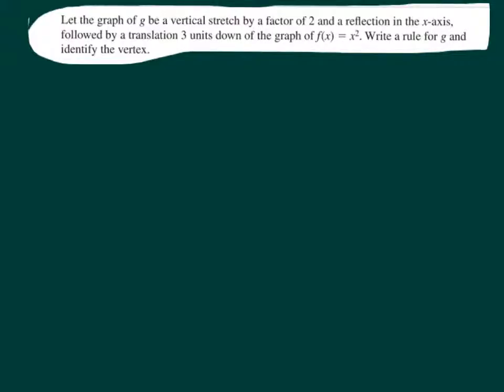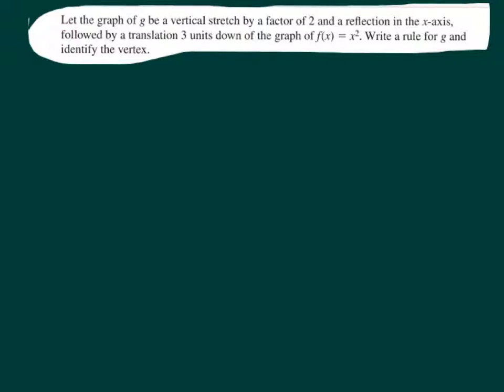Okay, so now we have another type of example that you'll see, and this is writing a transformed quadratic function. It says, let the graph of g be a vertical stretch by a factor of 2 and a reflection in the x-axis, followed by a translation 3 units down of the graph of f of x equals x squared. So what you want to do is break this down. Let's look at the first thing that it states.